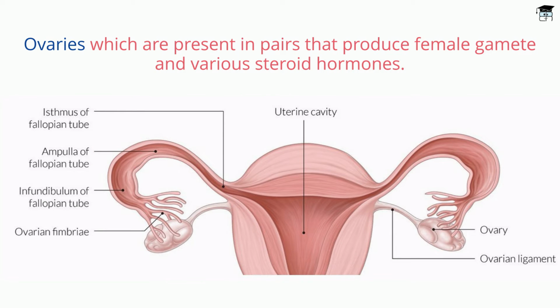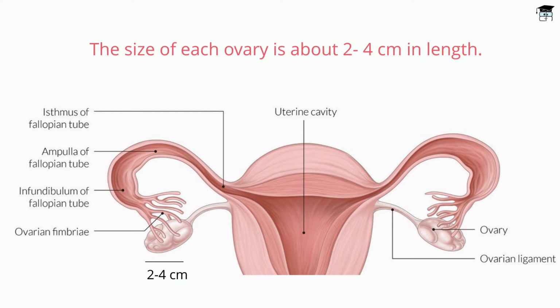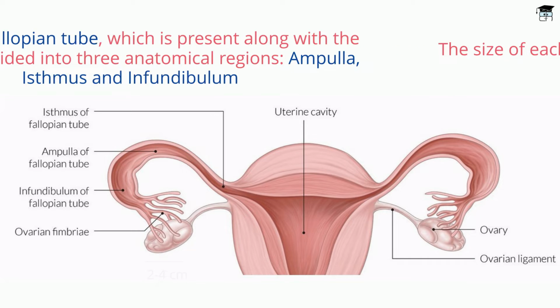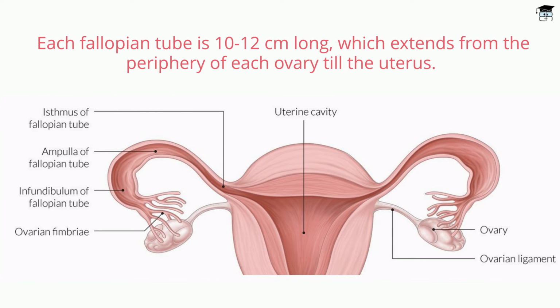Beginning with the ovaries, which are present in pairs that produce female gamete and various steroid hormones. These ovaries are located on each side of the lower abdomen, connected to the pelvic wall through ligaments. The size of each ovary is about 2 to 4 centimeters in length. Oviduct or fallopian tube, which is present along with the ovaries, is divided into 3 anatomical regions: ampulla, isthmus, and infundibulum.